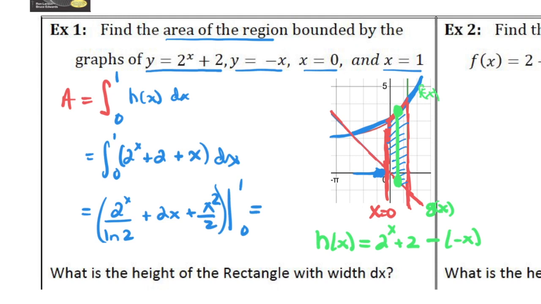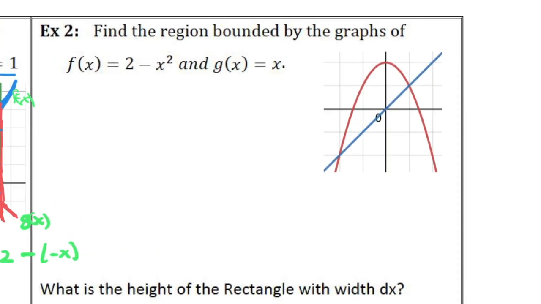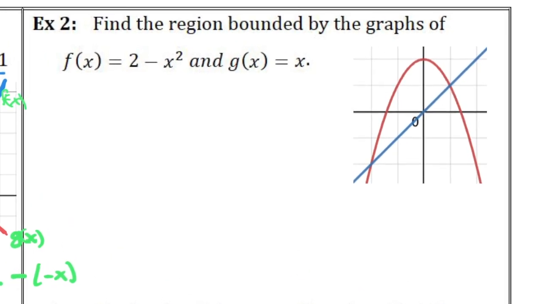So what is the height of the rectangle with the width dx? Your height is going to be 2 to the x plus 2 minus negative x. So still using the concept of Riemann sums, but we're making it a little bit more challenging.